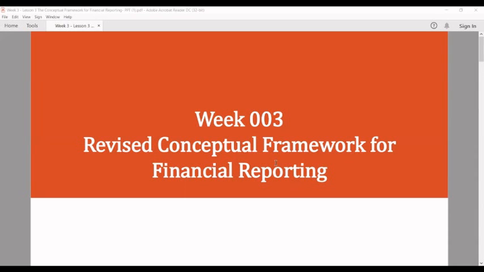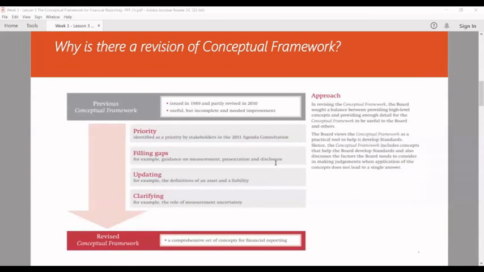Today is about this revised conceptual framework for financial reporting. So if you can see, why is there a revision of the conceptual framework? This is the overview: in revising the conceptual framework, the board sought to balance between providing high-level concepts and providing enough detail for the conceptual framework to be useful to the board and others.